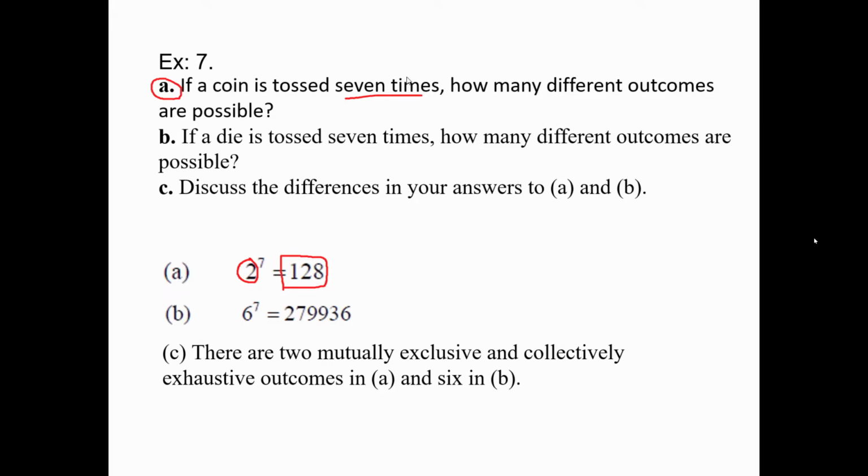All right, now let us look at part B. So it is similar. If a fair die is tossed 7 times, how many different outcomes are possible? If you toss a die, the sample space is 6. Either you get 1, 2, 3, 4, 5, or 6. Since you are tossing this 7 times, the sample space will be 6 to the power of 7. So it is a very big number.